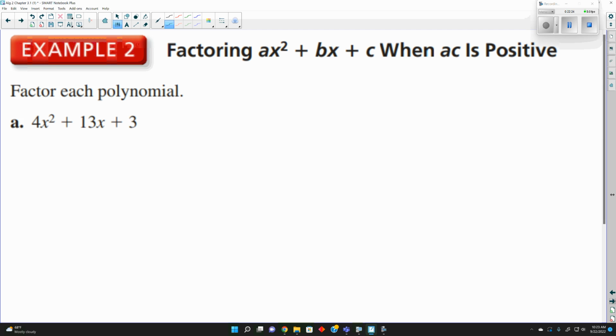(4x squared plus 13x plus 3). Is there a greatest common factor between 4, 13, and 3? No. 13 and 3 are both prime, so there's no number that will go into all three. So sometimes there's not going to be a greatest common factor. It's nice if there is, but it doesn't always have to be. So we finish with step number 1, yes? Step number 2 is what? 2 sets of parentheses with 3 spaces.